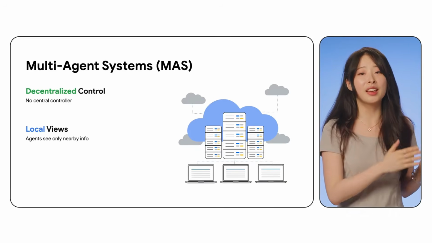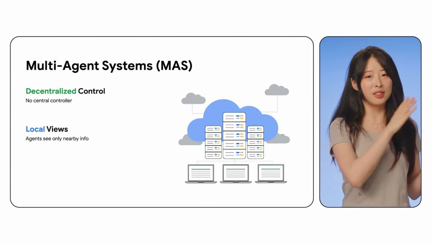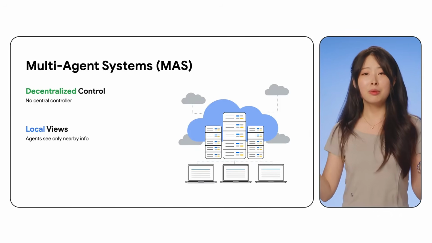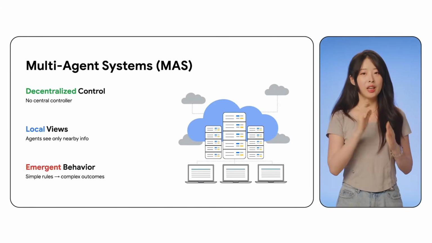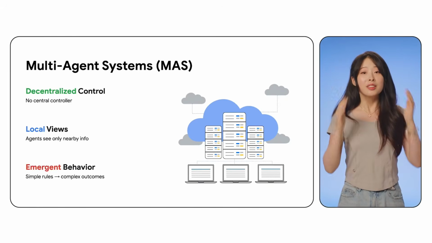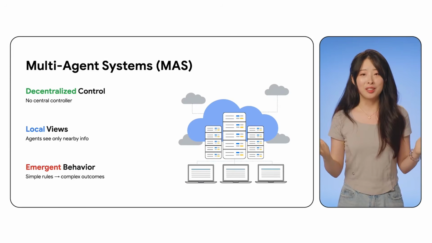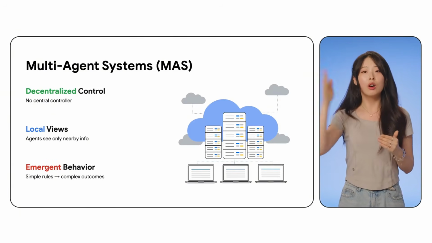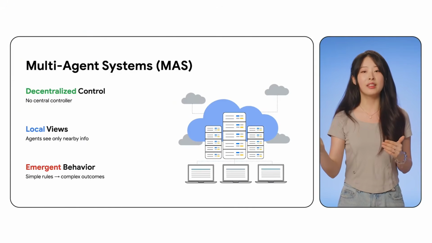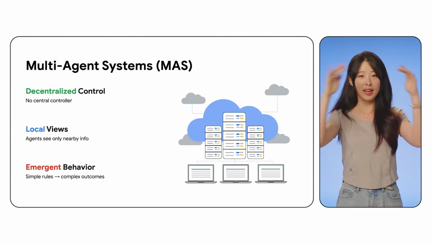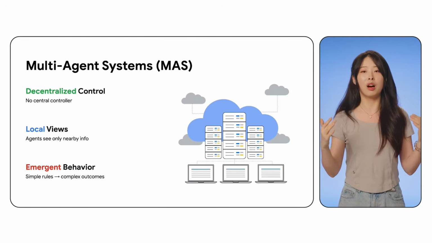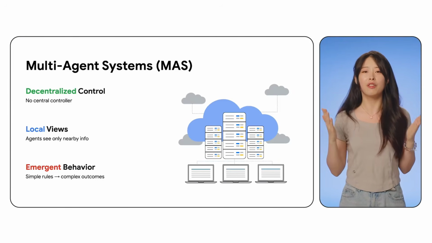Imagine yourself standing in a crowded stadium. You can only see and react to the people nearby, but not the entire crowd. And lastly is emergent behavior. This is where the magic happens. From those simple local rules, amazing global patterns emerge. In this scenario, agents work together to solve a complex problem that no single agent can solve easily.